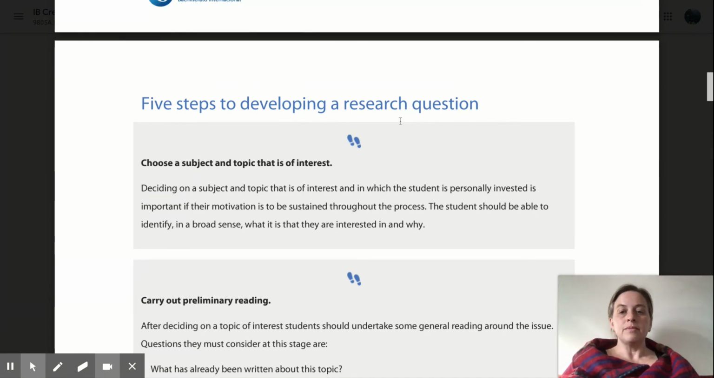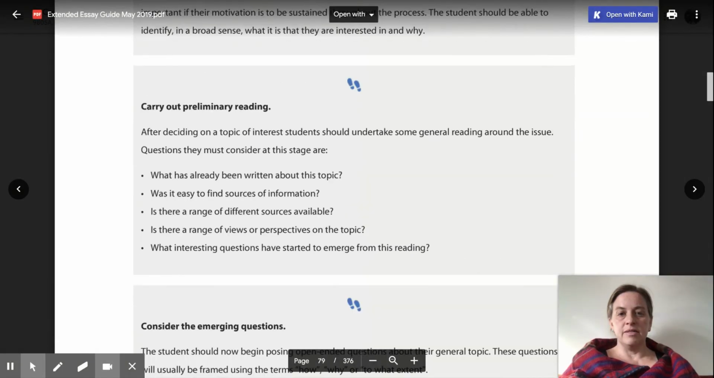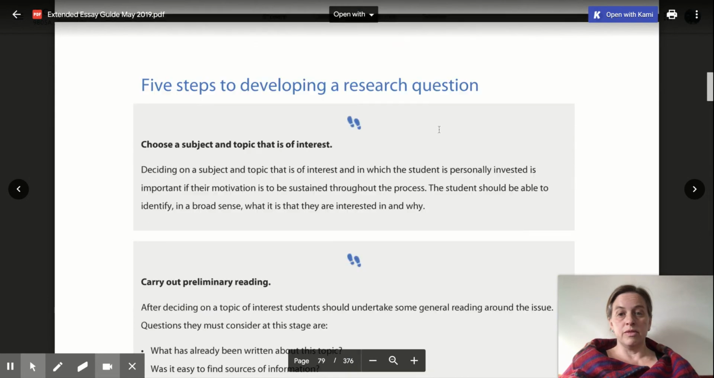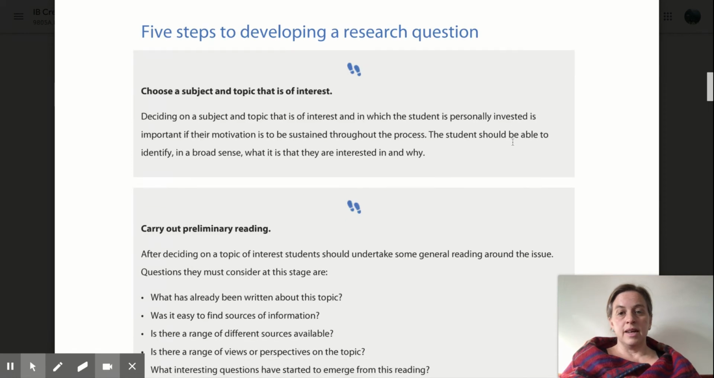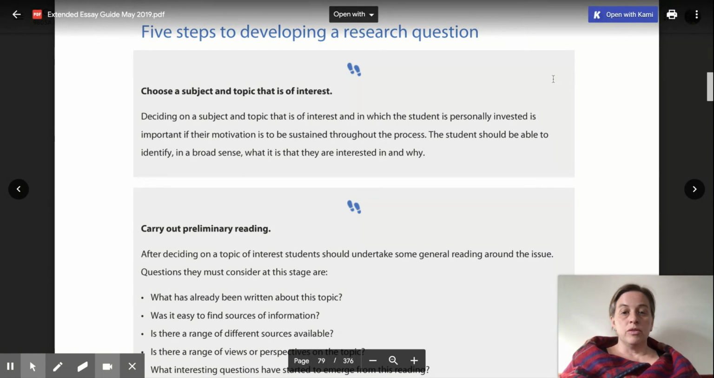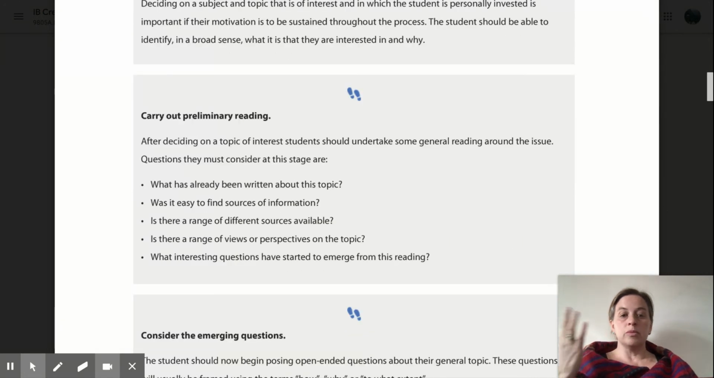So if you look at what page is this? 79 of the EE guide, which is sort of the Bible for, or the Quran, or whatever for the extended essay, there are 5 steps to developing a research question. The first thing you want to do is choose your subject and your topic. Wonderful. And you want to figure out what is your broad question.